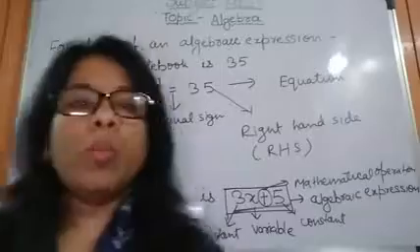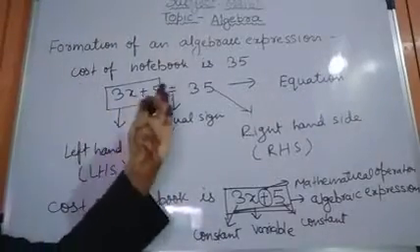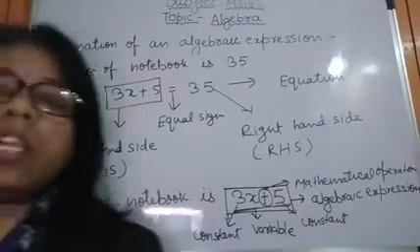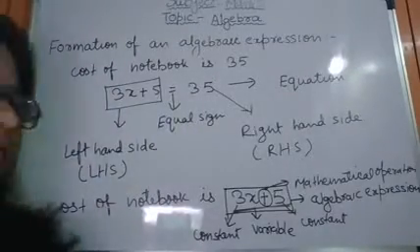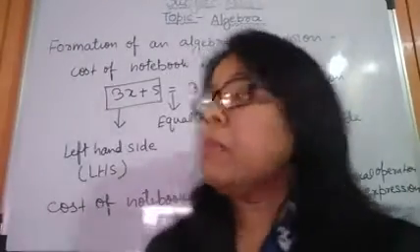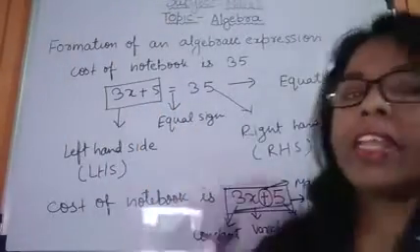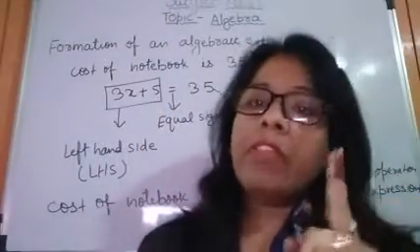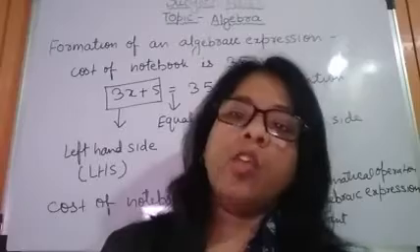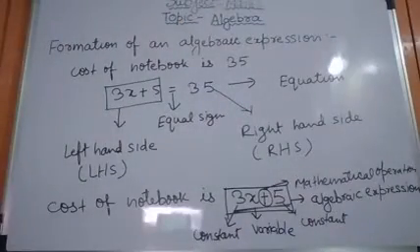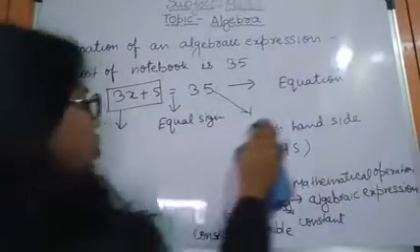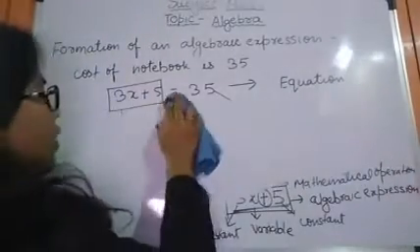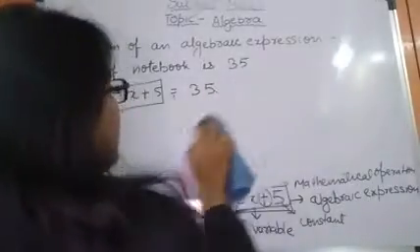Same thing is there, no problem. So 3x plus 5 is equal to 35 is an equation. If an equation is given, at that time the value of the variable is fixed. There will be only one value of the variable. Let's see how we can find out the value of the variable.